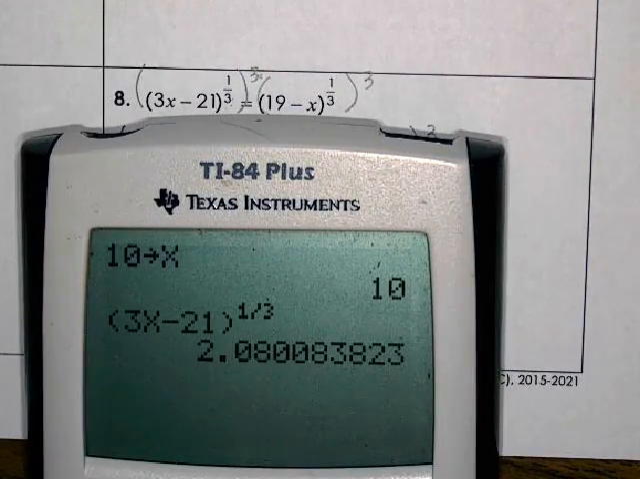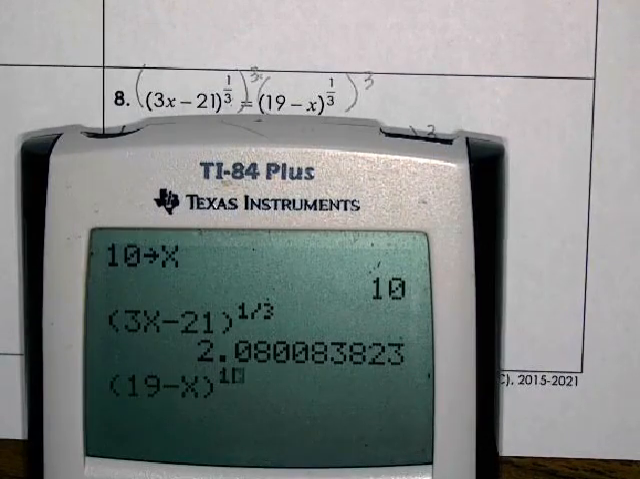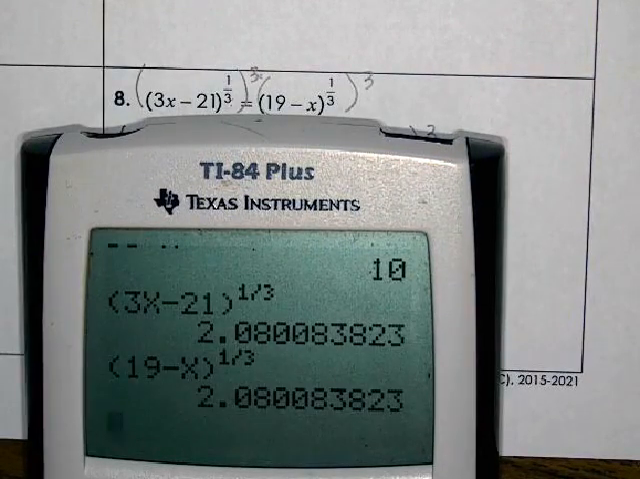19 minus x. What'd you say? You got to put the 1/3, yeah. 19 minus x to the 1/3. Same thing. Although in theory, I guess if they're raised to the same power, then the bases should be the same. So technically you don't have to put in the 1/3. Yeah. But we get the same thing on the left side and the right side. So we know that it's correct.